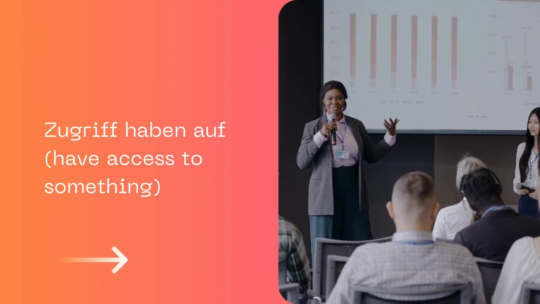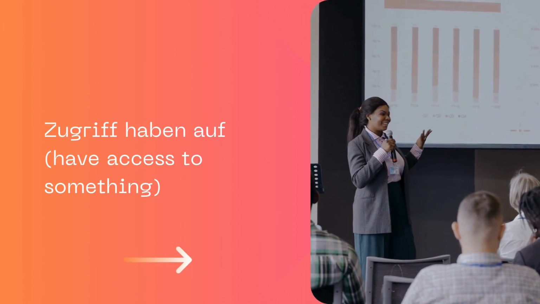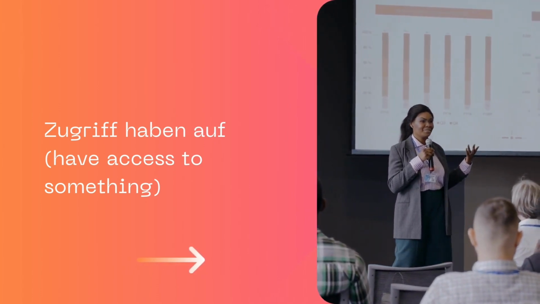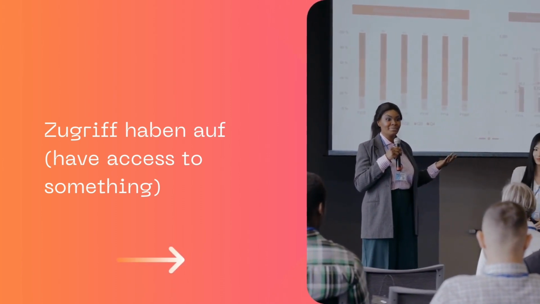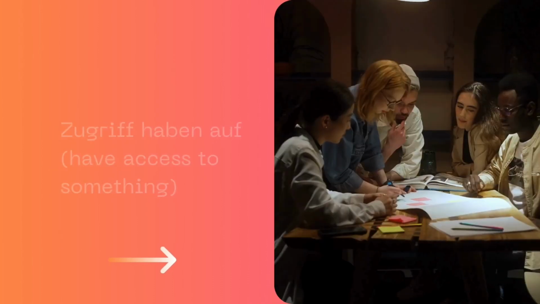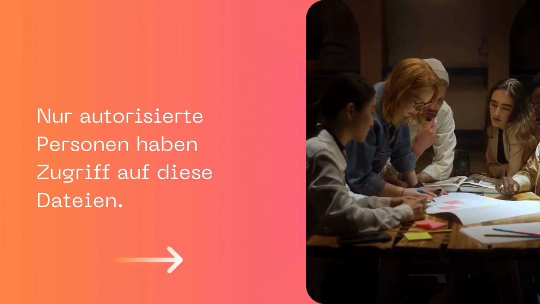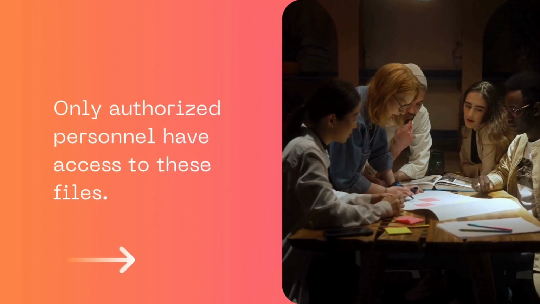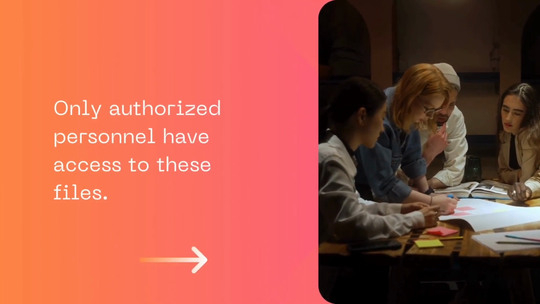Zugriff haben auf means to have access to something. It denotes the ability or permission to use, view, or manipulate certain resources, information, or systems within a business context. Nur autorisierte Personen haben Zugriff auf diese Dateien. Only authorized personnel have access to these files.